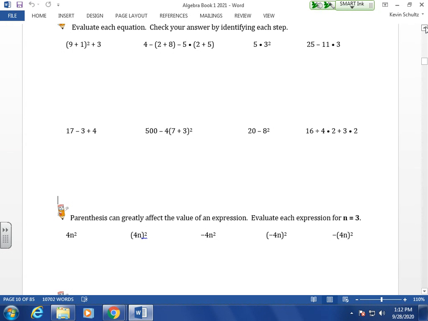For the one where it's 500 minus 4, and then in parentheses it's 7 plus 3 to the second power, would you still do the distributive property even though there's not a variable? Ooh, good question. So Sebastian's wondering, is it okay here to distribute, and you mean with the -4, right? Yeah. He's asking, is it okay to distribute that -4 into the parentheses there?